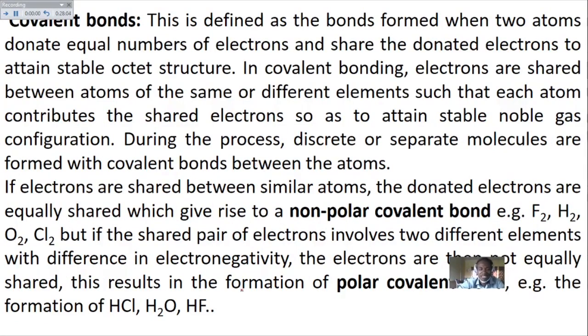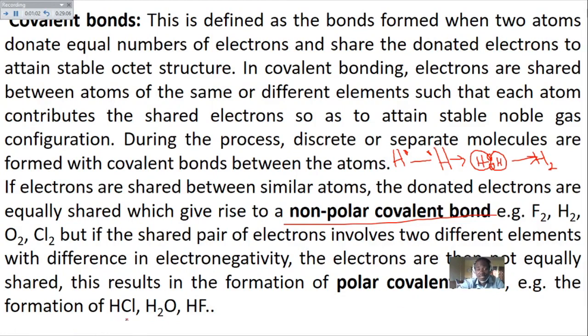Let me go back and explain what we mean here. If you have a hydrogen atom here and another hydrogen atom here, each has one valence electron. What happens to them? They are going to share the electrons equally, like this. This hydrogen shares its own electron, and the other hydrogen shares its own too. When they do this, they form what we call H2. This is a non-polar covalent bond. Why do we call it a non-polar covalent bond? Because the same atoms of that particular element are sharing their valence electrons to become stable.